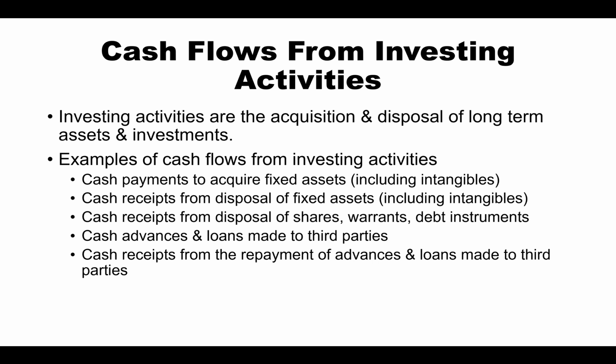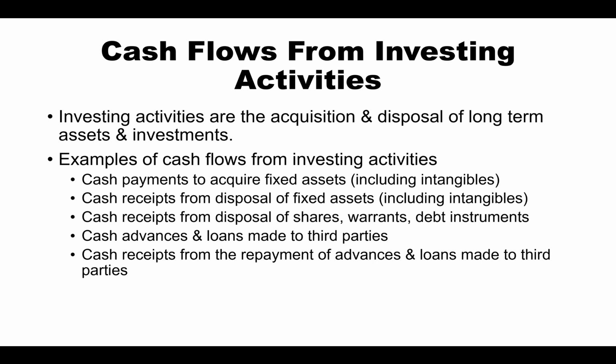We have now cash flows from investing activities. Under the investing activities are the acquisition and disposals of long-term assets and investments. That all falls under investment. Examples of cash flows from investing activity include cash payments to acquire fixed assets, including even the intangibles. Then you have cash receipts from disposals of fixed assets, including intangibles.